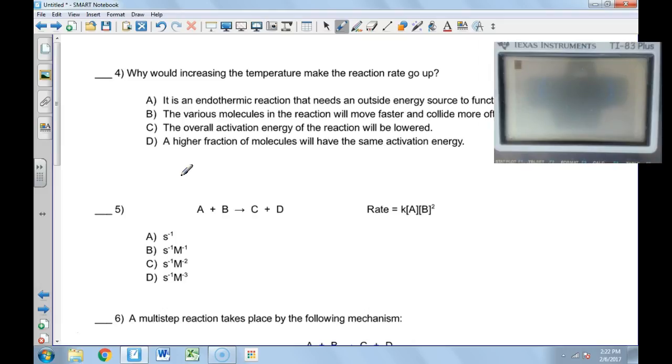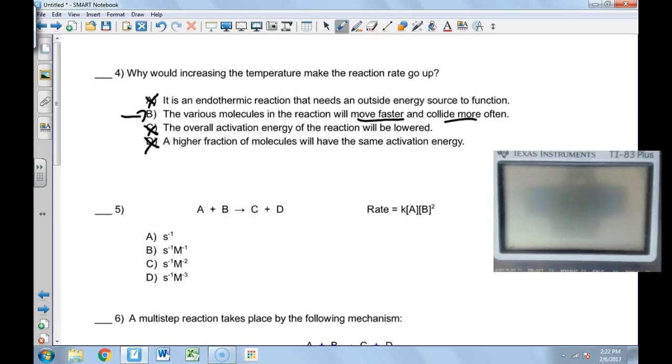We don't know anything about its endo or exothermicity. Next, the various molecules in the reaction move faster. This one looks really good. The overall activation energy will be lowered. It's not that we're lowering the activation energy. We're actually keeping the activation energy right where it is. The higher fractions of molecules will have the same activation energy. That's tempting, but again, the idea is that they're going to move faster and collide more often.